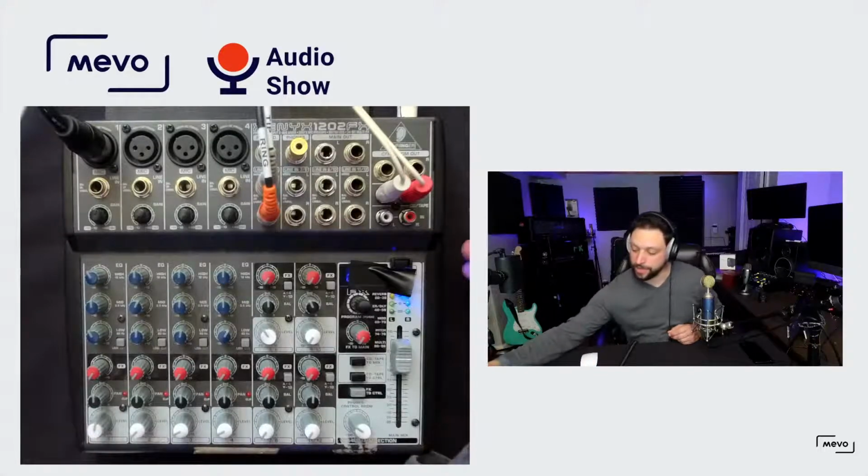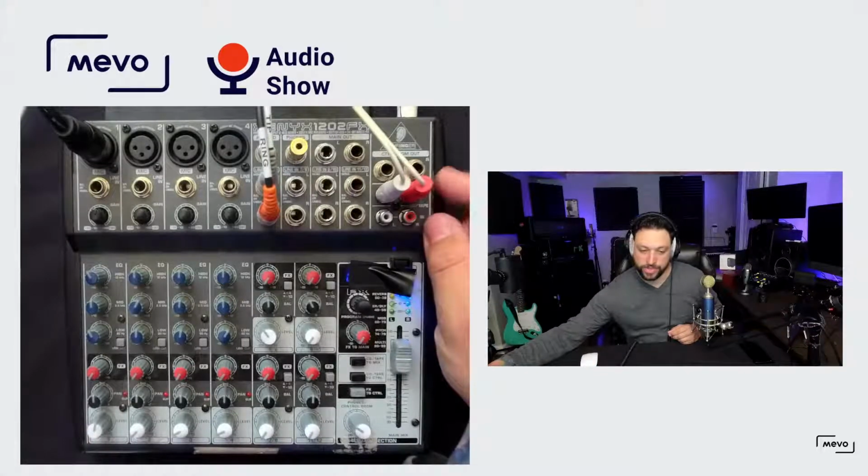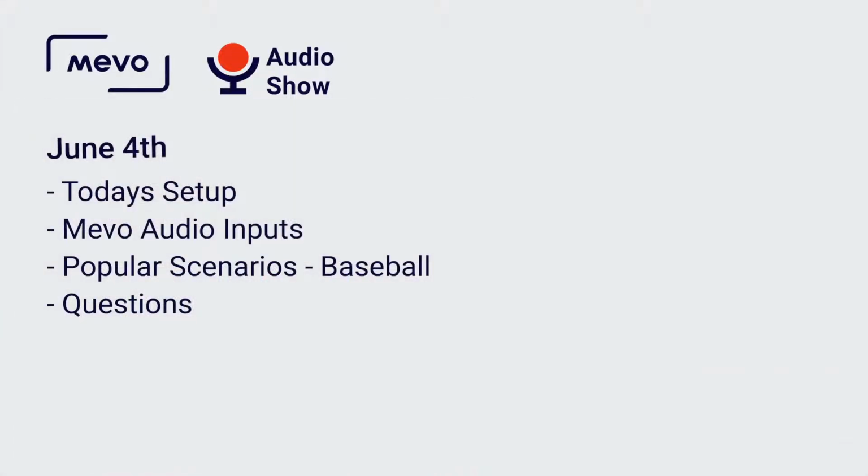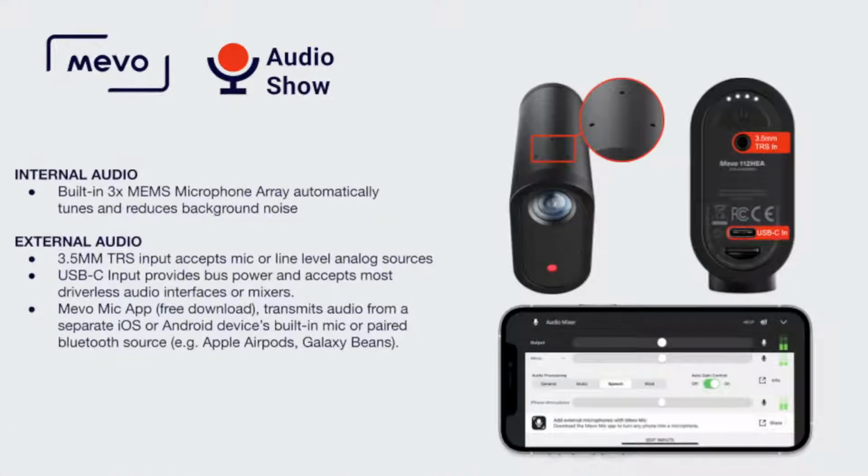And then I'm coming out of my mixer through my outputs, which is RCA. And this is going direct into the back of the Mevo Start. So I'll show you what that looks like as well. So this is the Mevo Start. The Mevo Start has a couple of different ways you can get audio into it.